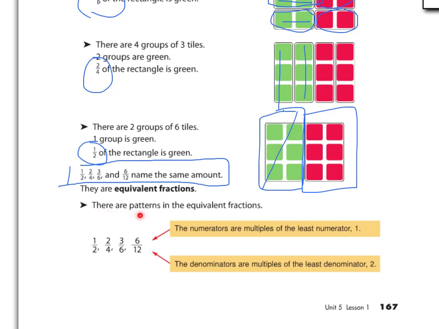Here we can even see that there are patterns in this equivalent set of fractions. The top numbers are multiples of the least numerator, which is 1. The denominators are multiples of the least denominator, which is 2. 2, 4, 6, 12, and so on.